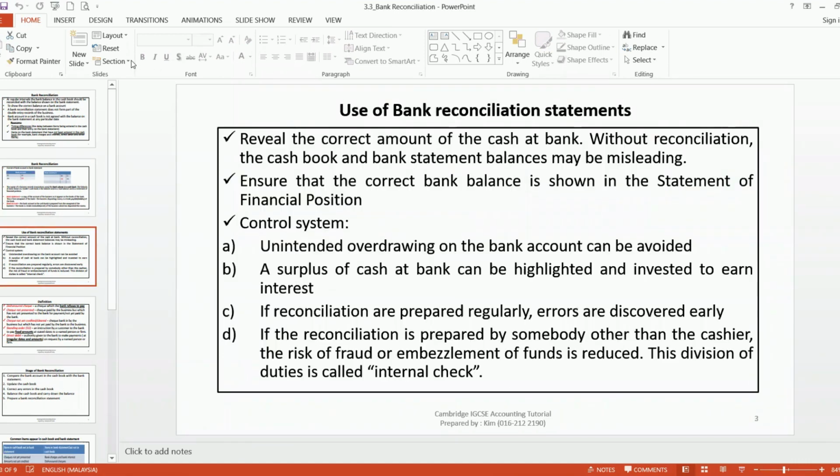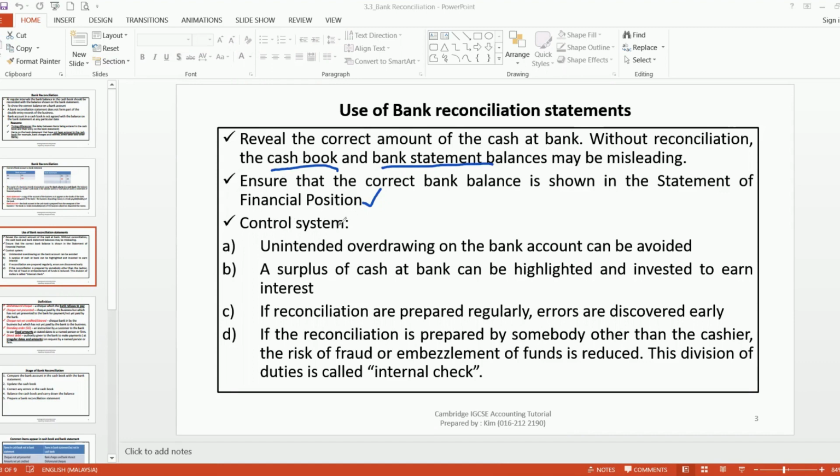Okay. The usefulness of the bank reconciliation statement is to arrive at the correct amount of cash at the bank. Without reconciliation, the cash book and the bank statement balance may be misleading, because when you receive the bank statement, normally you have an amount which will not agree, since the transactions took place, most of the time, due to timing difference. It ensures that the correct bank balance is shown in the statement of financial position. After we update the cash book, we will have the correct amount to show in the statement of financial position.